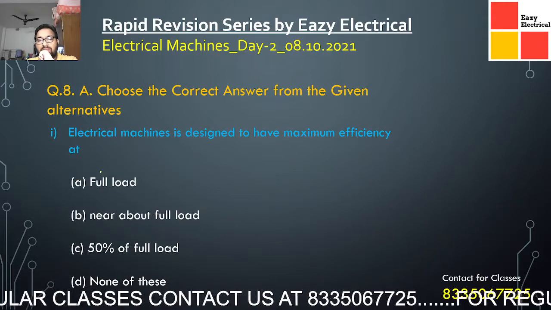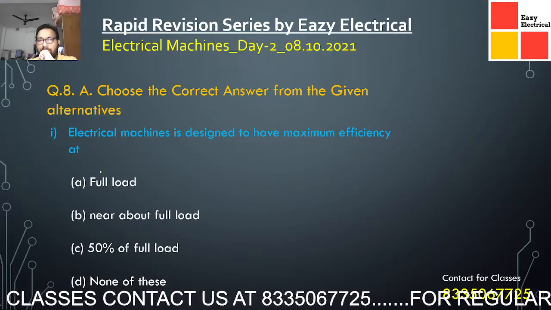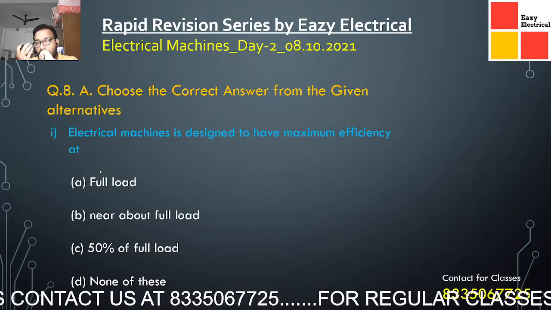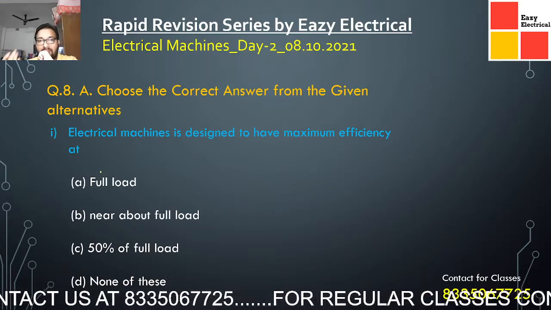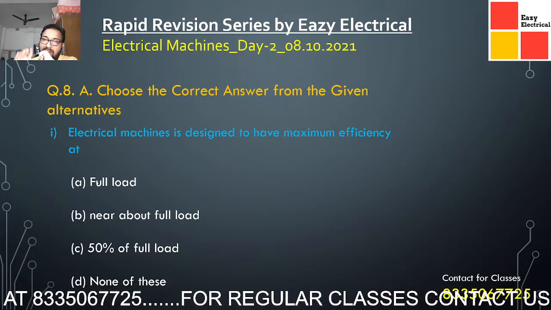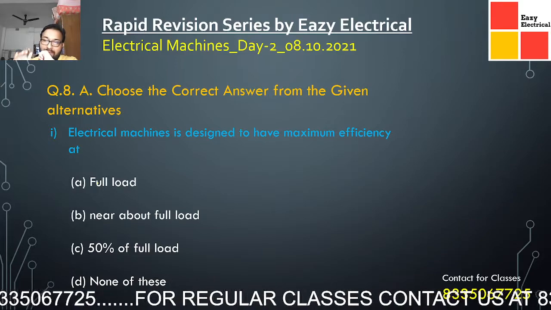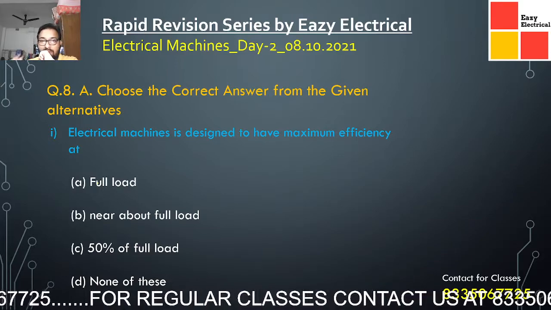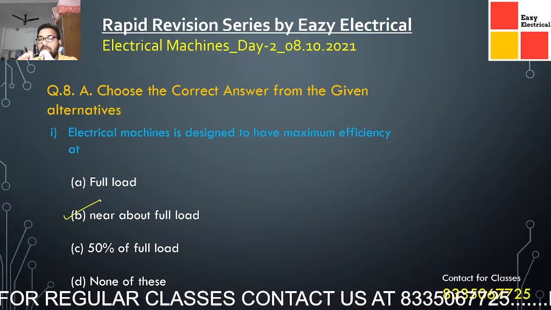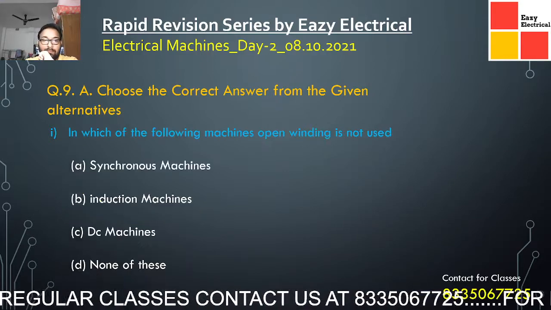Electrical machines are designed to have maximum efficiency at, see here, we design electrical machines to make them run at their optimal capacity. Optimal capacity means near the full load. So the design is kept in such a way that we obtain the maximum efficiency when it runs near the full load. Near the full load is the perfect answer where the efficiency will be maximum.